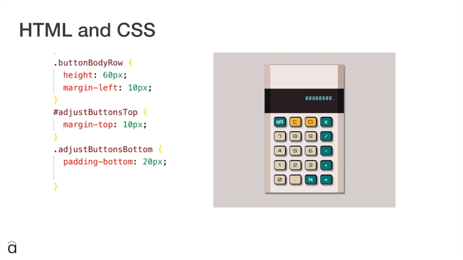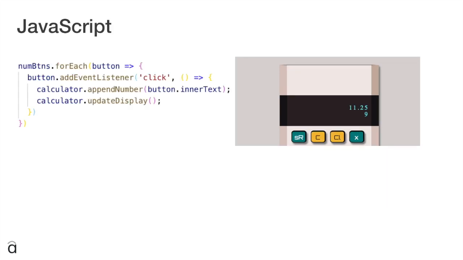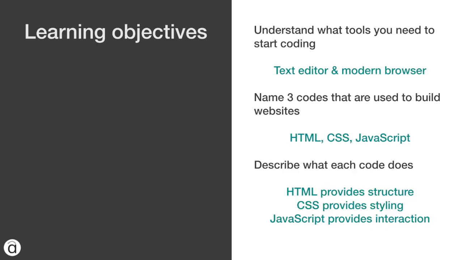However, this calculator doesn't do any calculations. It just looks pretty at the moment, and that is where JavaScript comes in, because JavaScript makes things happen on the web page or in the browser, and this is just one function from JavaScript. There's a whole bunch more to make the calculator work, but you can see there's no bunch of 8s and a decimal point anymore. There's a 9 and 11.25 because the calculator is in action.